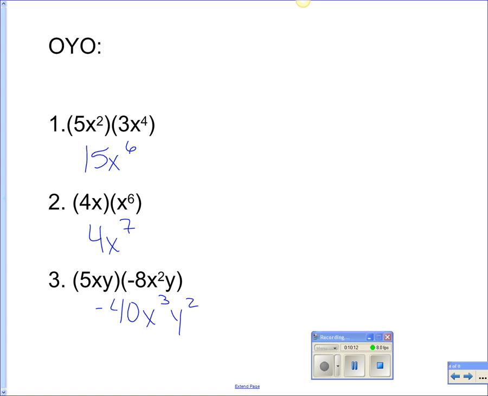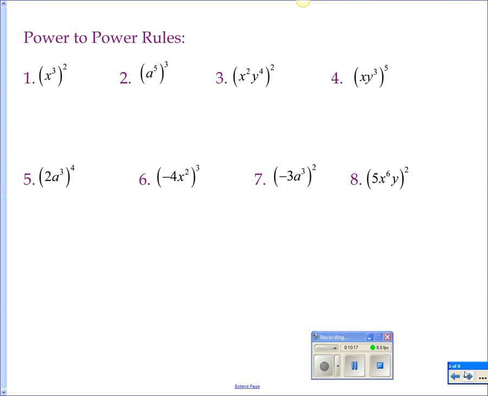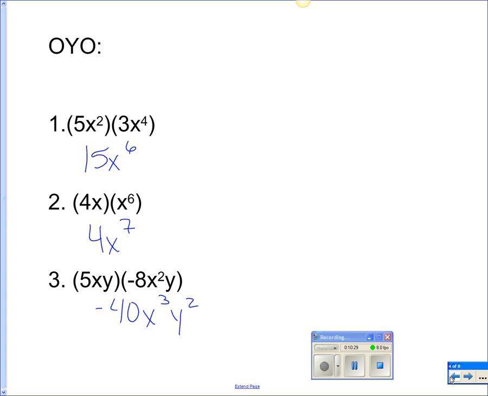All right, this next section is called power to a power. How many sets of parentheses do we have on this one? Just one set. So it's not the mama rule, okay? The mama rule is when you have two sets, like here. This was the mama rule. The mama rule means you multiply the big numbers and you add the smaller numbers. Okay, this is a new rule because I only have one set of parentheses.